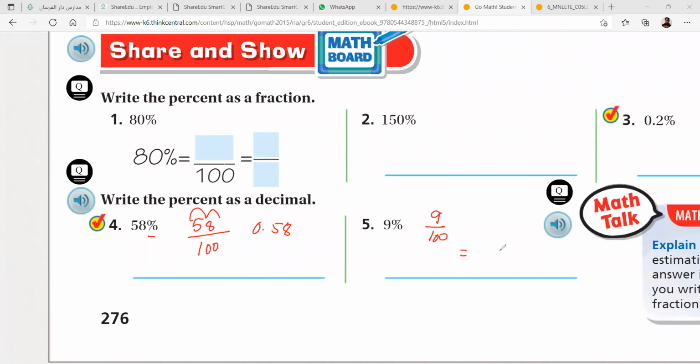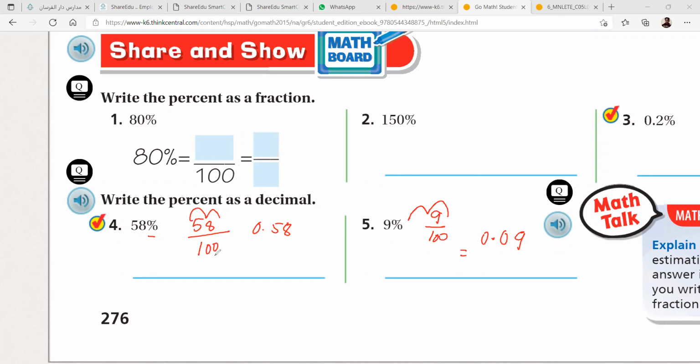9 over 100. How can you write 9 over 100 for decimal, Tala? There are two numbers. You're going to count 2 places because there are 2 zeros, and then you're going to put the decimal point. So 0.09, is it correct? Yes, it is. Okay, very good.